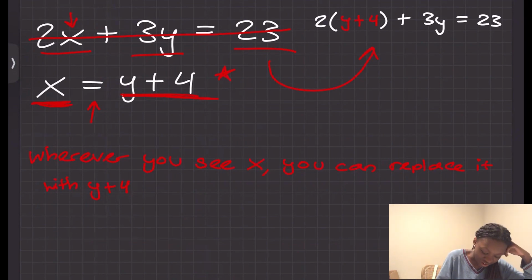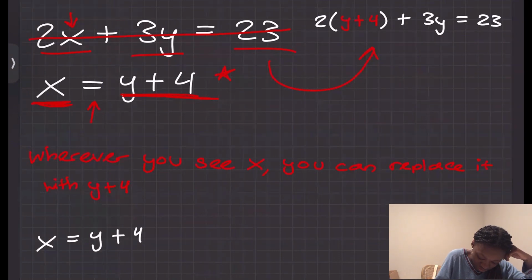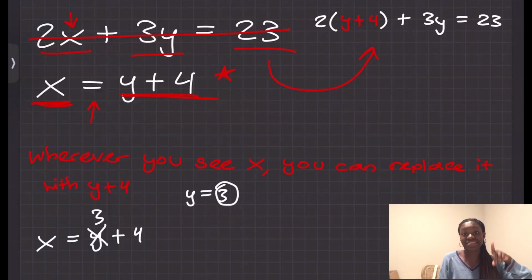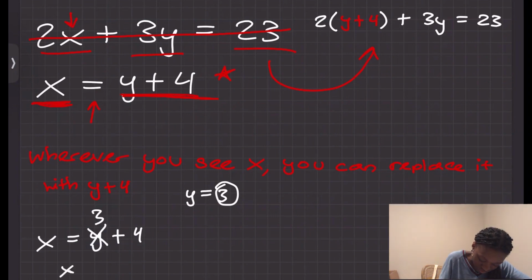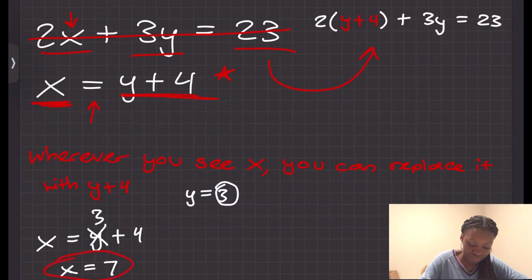So we know that x is equal to y plus 4. Now, if we know that y is equal to 3, we're going to take 3 and substitute it for the y, okay? So now, x is equal to 3 plus 4, which is also equal to 7. So y is 3 and x is 7, all right? So we know that y is 3, we know that x is 7.